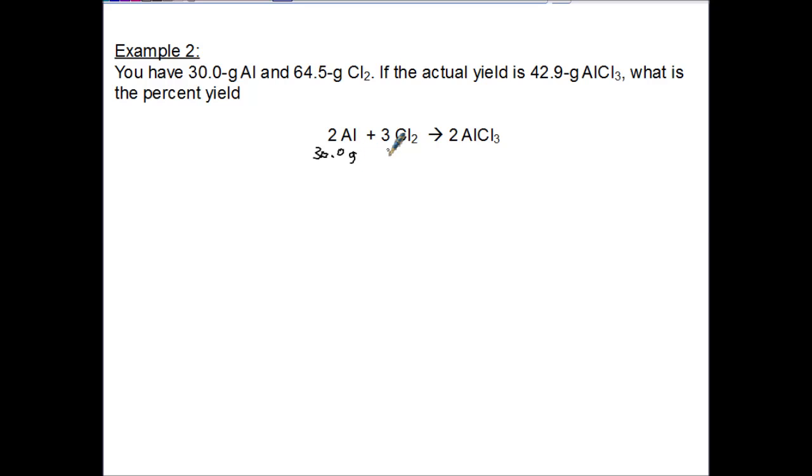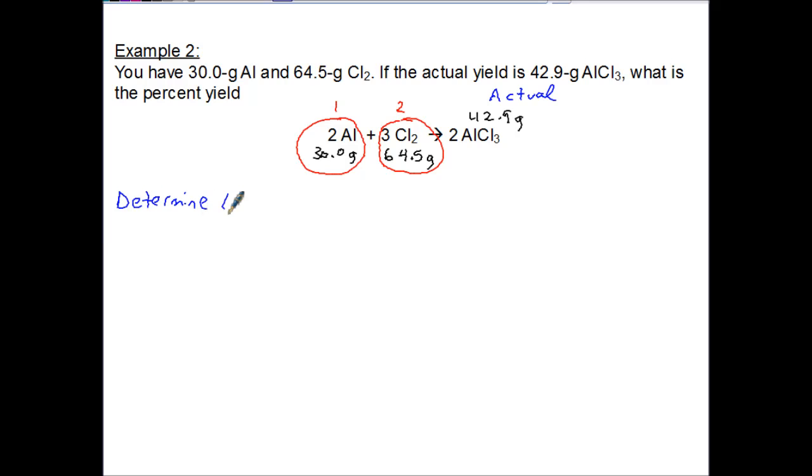Okay, the first thing we're going to do here is write down all the masses underneath those particular substances. Notice here that we have two givens with our reactants. Remember we talked about the other day in limiting reactant problems that this is what you need to recognize so you know when to do a limiting reactant process. We've got our actual yield up there, and we've got our two reactants. So step 1 is going to be to determine the limiting reactant.